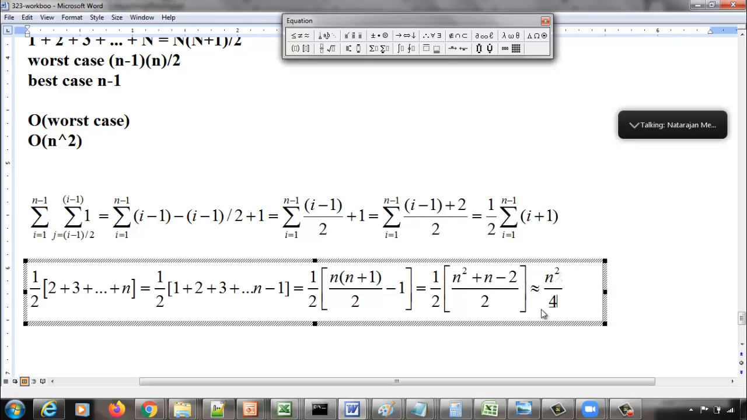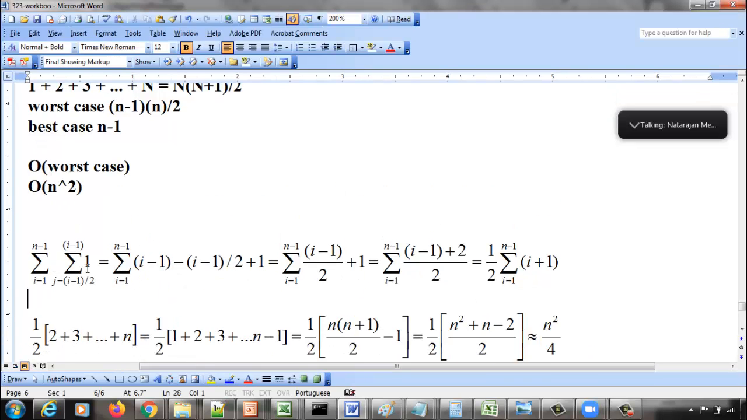So this is what I want to illustrate. In the average case also, insertion sort is an n square time complexity algorithm. So the best case was n minus 1, the worst case is n square, and the average is also an n square complexity.